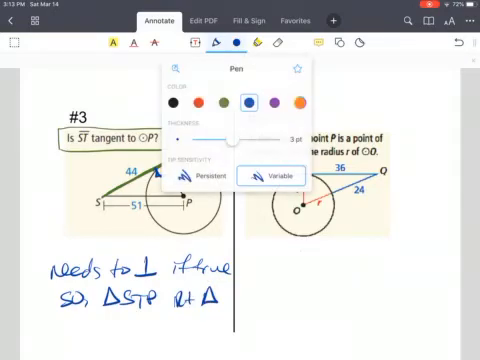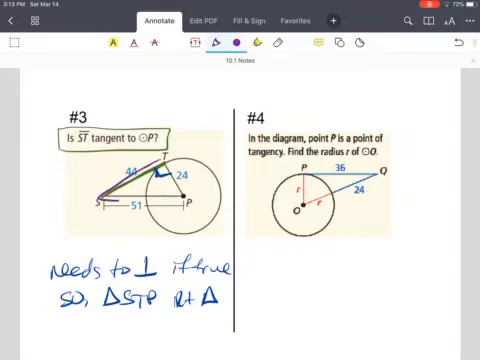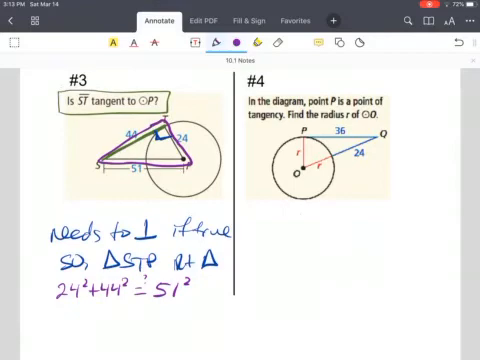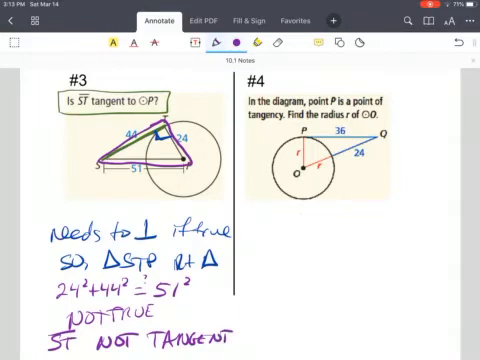So because we know how to prove right triangles, we can check to see if it's tangent. And in order for that to be true, we would have to do 24 squared plus 44 squared would need to equal 51 squared. And we can verify that that is not a true statement. So ST is not tangent because it wouldn't be perpendicular because it's not a right triangle.